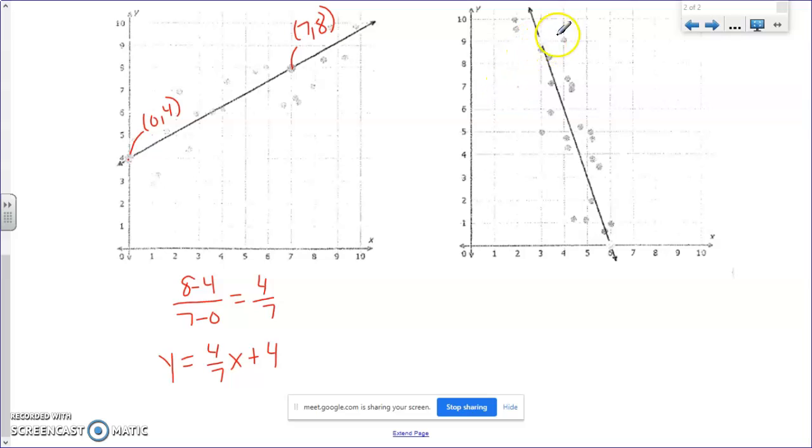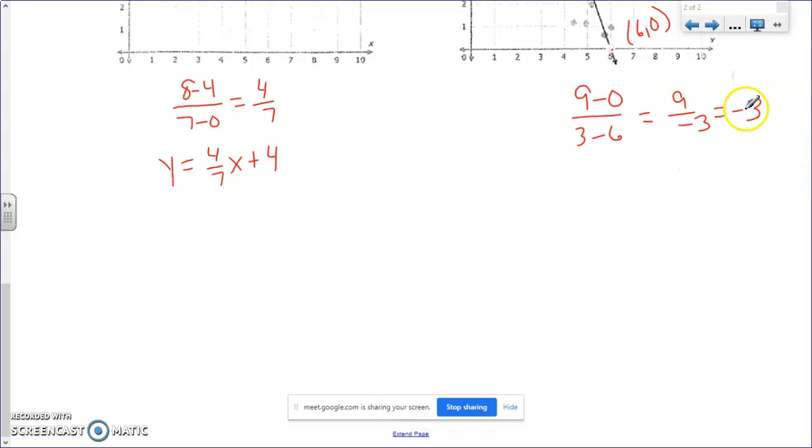Okay, so let's look at this last one. This point right here is 3, 9. And then this point down here is 6, 0. Again, I'm going to find my slope first. So I can do 9 minus 0, and then I can do 3 minus 6. So I get 9 over negative 3, and I get negative 3. Now this is not my y-intercept, and I can't really tell where my y-intercept is up here. So I have to take this, and I plug this in, but I still need to solve for my b.